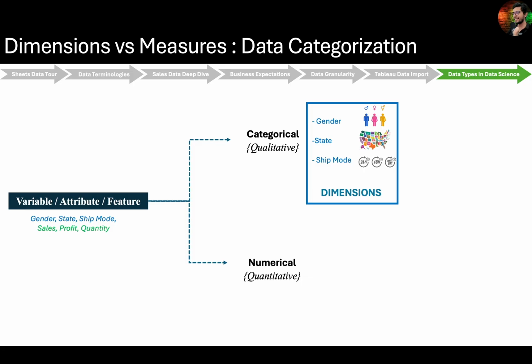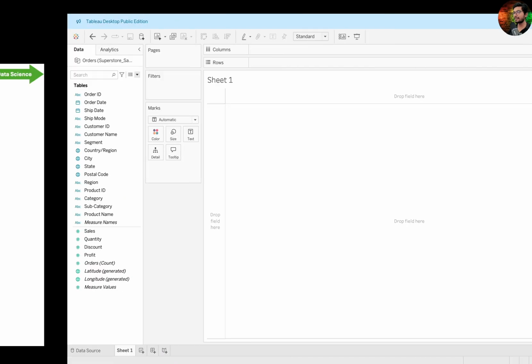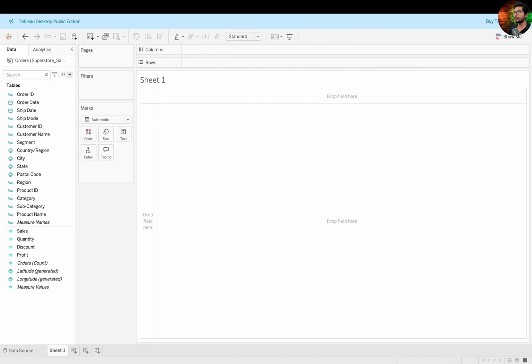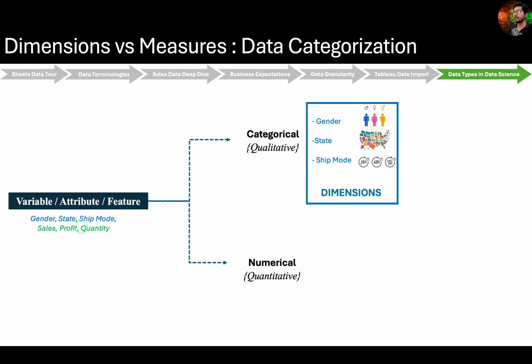Now, after understanding why dimensions are blue in color, I highly encourage you to pause for a moment and think about why these fields are classified as dimensions. Go through them one by one and try to understand the logic behind it. This small exercise will help you build a strong intuition for working with data in Tableau. Now let's move on to the next set of variables.